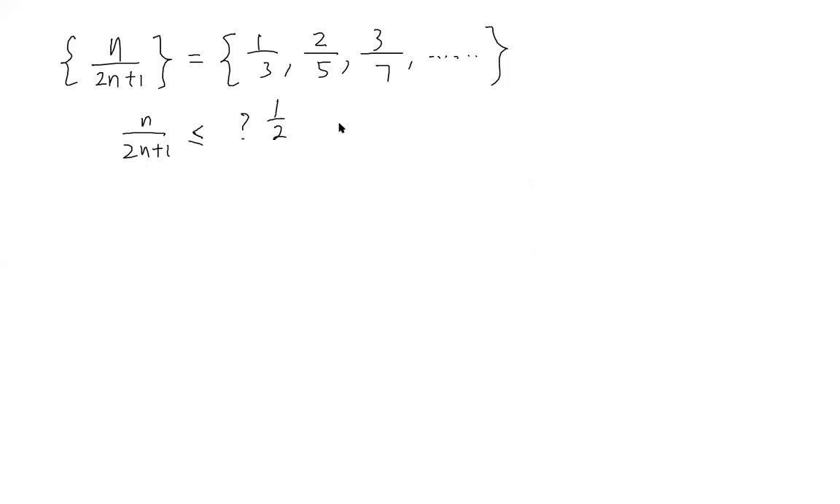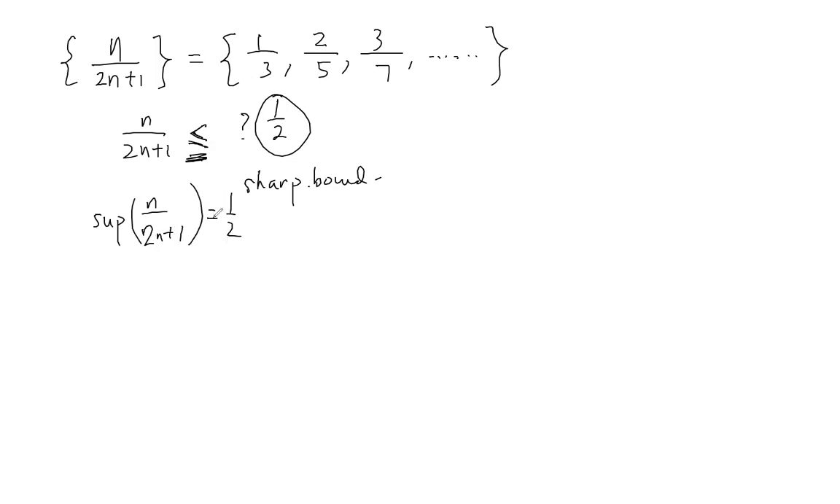Is there only one solution? Look at this carefully. It just says that it is bounded, so it just doesn't go further than some number. This bound doesn't have to be the sharp bound. 1 over 2 is what we call a sharp bound. In fact, the sup of this will be equal to 1 over 2.